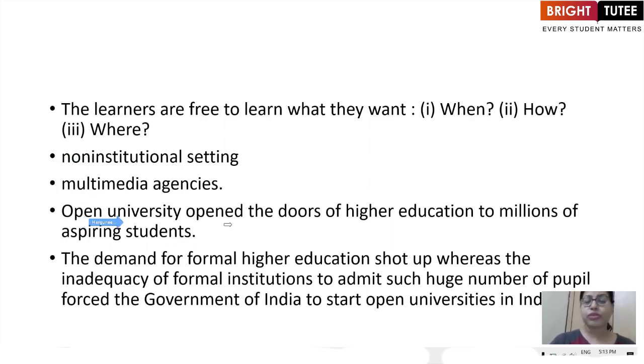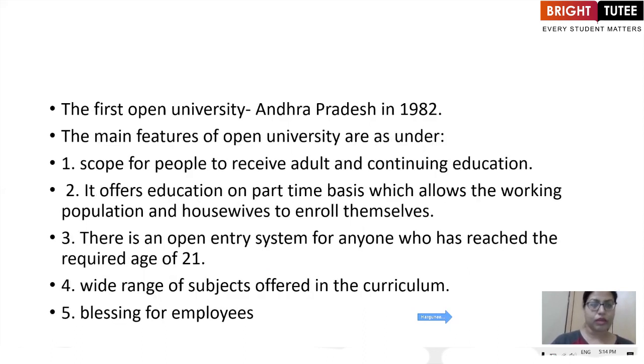So Open University opened the doors of higher education to millions of aspiring students who wanted to get educated, but could not, because of one reason or another, enroll themselves in schools and colleges. There is actually a high demand for formal higher education, but there is an inadequacy or shortage of formal institutions to admit this high number of students. Because of this, the government of India started open schools and open universities in our nation. So it's important to understand why exactly open schools came up. The first open university was established in the year 1982 in Andhra Pradesh.